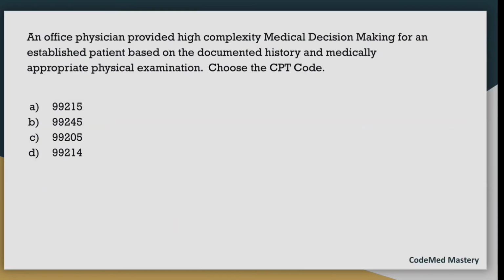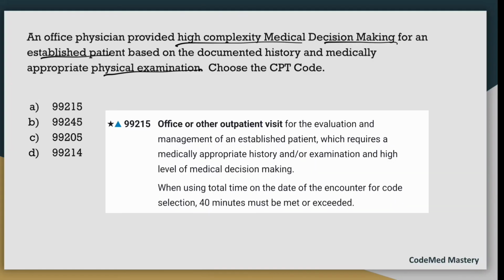Let us move on to the next question. This is a straightforward, easy question. So try to solve it by pausing the video. Let's continue to discuss. An office physician provided high complexity MDM for an established patient, based on documented history and medically appropriate physical examination. Choose the CPT code. Option A, 99215. 99215 is for office or outpatient visit, E&M of an established patient, high level of MDM. In our question, it is high MDM, established patient. So it is matching with the question. We'll keep this for now.